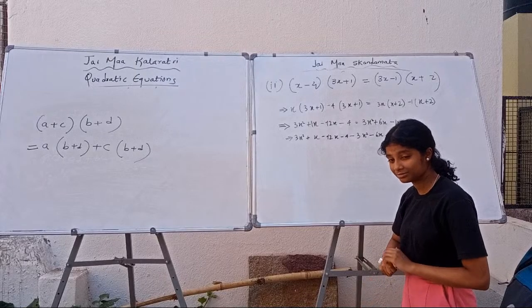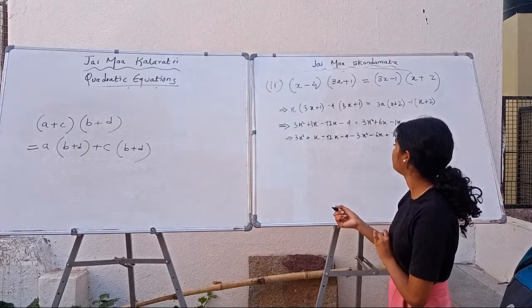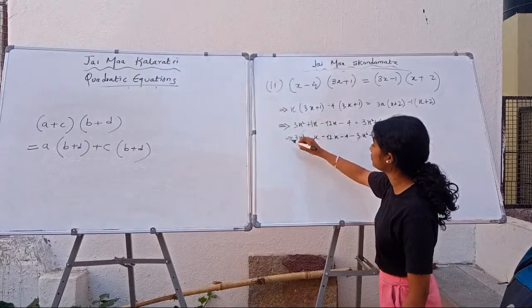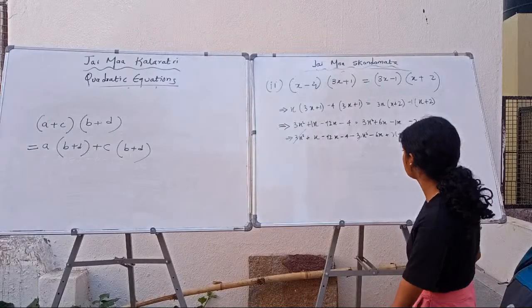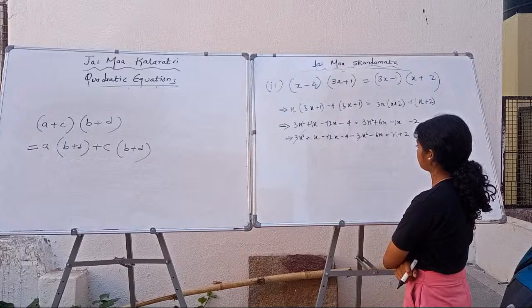Do one thing. Bring all the powers together. 3x square minus 3x square, you can cancel it. Whatever the value is, it will be subtracted. So gone. Now x. Check all the x.